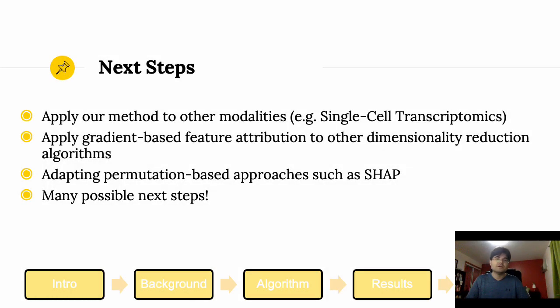Next steps. We'd like to apply our method to other modalities. In particular, we're very interested in trying out single-cell transcriptomics data, where t-SNE is very, very popular. We would like to apply gradient-based feature attribution to other dimensionality reduction algorithms. We'd like to adapt permutation-based approaches such as SHAP. There are many possible next steps. We're very excited to explore the strengths and limits of this method and to see where it could be used and how it can make your life easier.